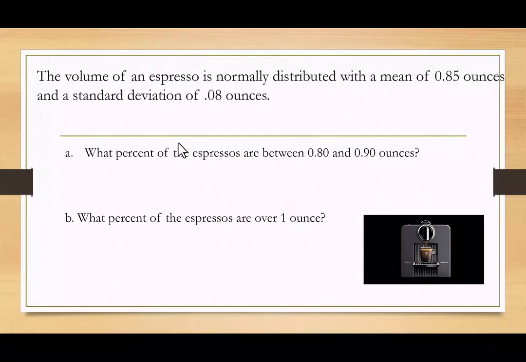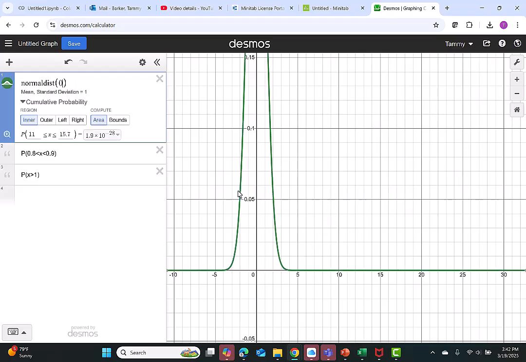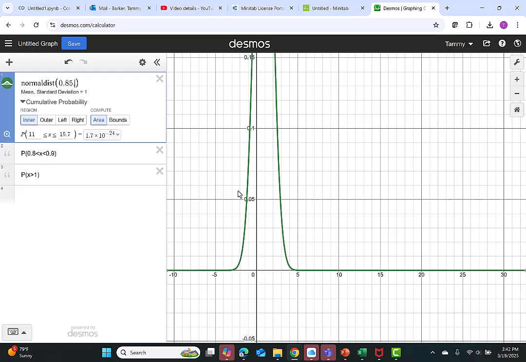Next, let's try an application. We're given that the volume of an espresso is normally distributed with a mean of 0.85 ounces and a standard deviation of 0.08. We want to find the percent of espressos that are between 0.8 and 0.9 ounces. Then we're also going to find the percent of espressos that are over 1 ounce. To find the probabilities, we'll go back to Desmos and we'll change our mean and standard deviation. Our mean is 0.85. Our standard deviation is 0.08.